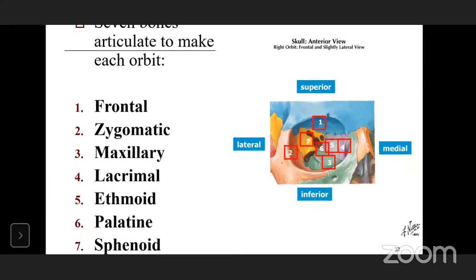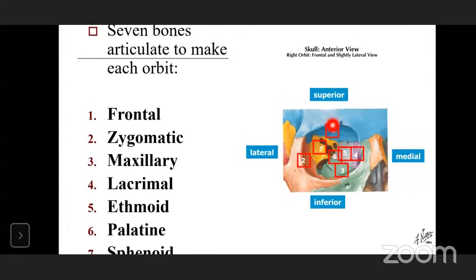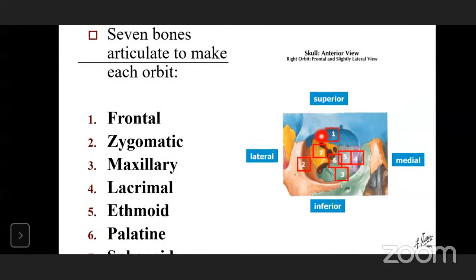Okay, this one is called the orbital part of the frontal bone. Can you see here, orbital part of the frontal bone? And this one is called the zygomatic bone, and the third one is called the maxillary bone, and the fourth one is the lacrimal bone, fifth one is the ethmoid bone, and sixth one is the palatine bone, and seventh one will be the sphenoid bone.